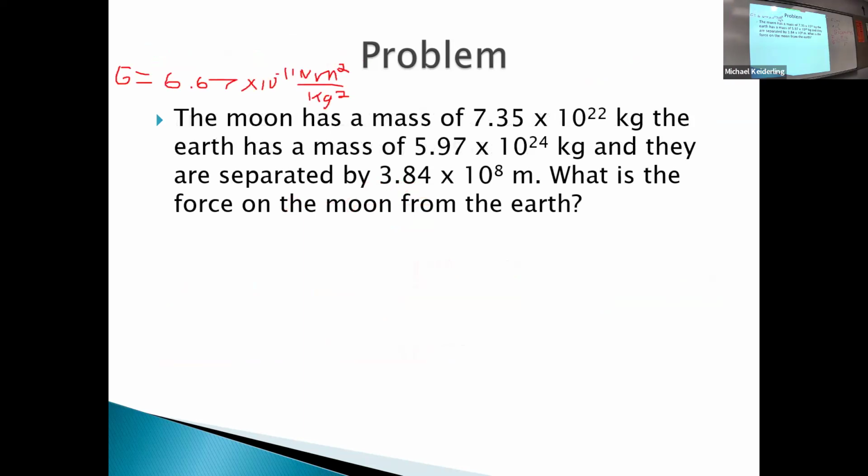So here the moon has a mass of 7.35 times 10 to the 22 kilograms. The Earth has a mass of 5.97 times 10 to the 24 kilograms. And they're separated by 3.84 times 10 to the 8 meters. So what's the force on the moon from the Earth?